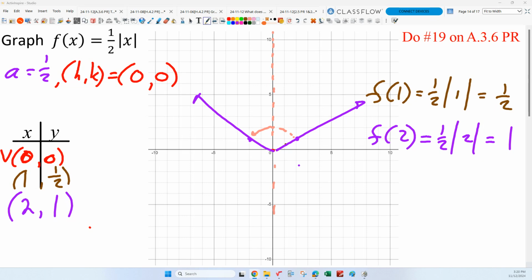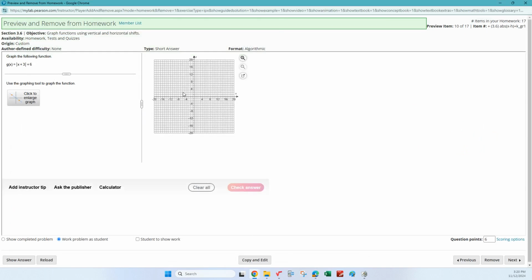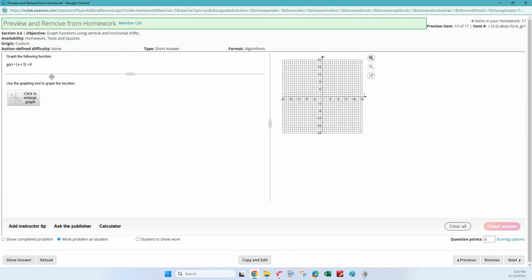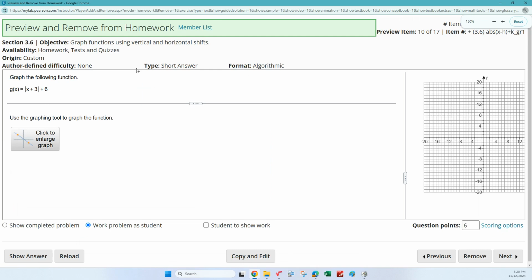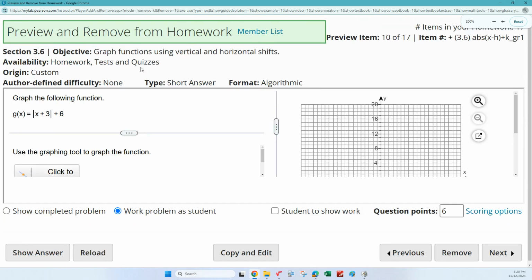Okay, so one like this. Here's a problem on the assignment. So we're trying to graph the function absolute value of x plus 3 plus 6. So what's the value of a, everybody? 1. What's the value of h? -3. And what's the value of k? 6. Okay, so then the vertex has coordinates -3, 6, correct?